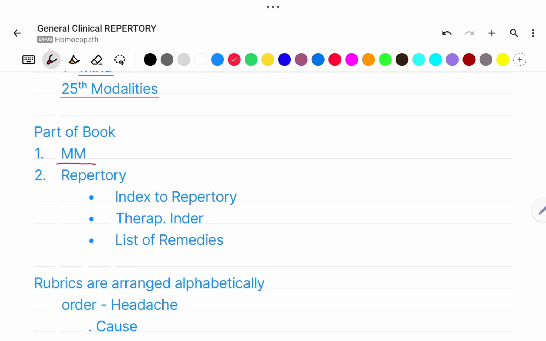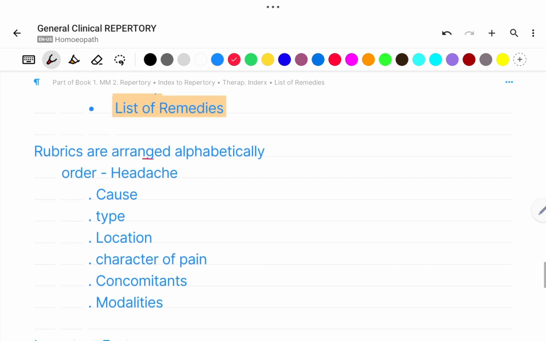Parts of the book: its first part is the Materia Medica part and the second is the Repertory part. The Repertory part consists of three other parts. First is the index to repertory, second is the therapeutic index, and third is the list of remedies.